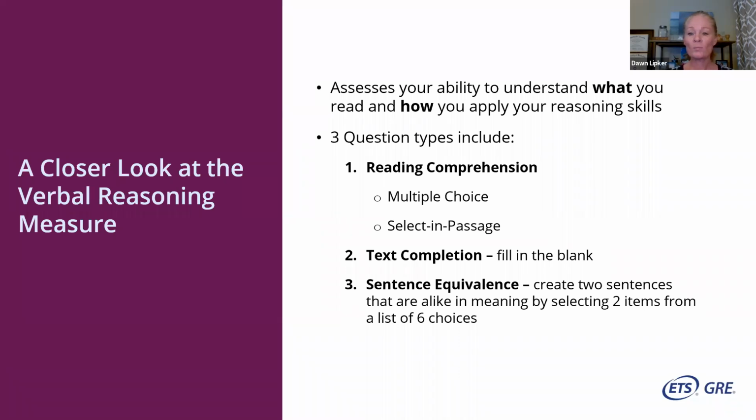These are going to be one or more sentences containing blanks, and they could be anywhere from 1, 2, or 3 blanks, and you will fill in the answer by selecting a choice to each blank that's presented. And finally, what's on here is our sentence equivalence. So this is going to require you to select 2 answer choices from a list of 6, and when you insert those into the sentence, it's going to create 2 sentences that are alike in meaning.